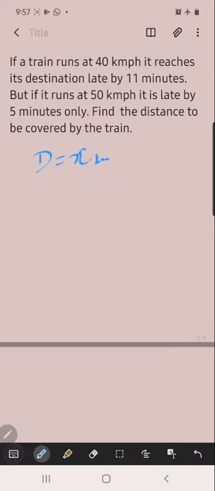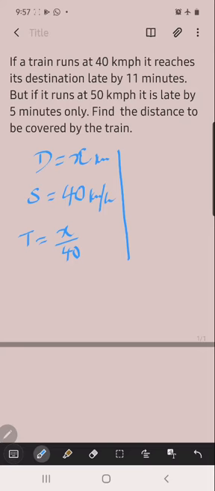Then what is the speed here? Speed is, for the first situation, 40 kilometers per hour. So distance and speed we know. If we know distance and speed, can we find time? Because here they did not give the time, only 11 minutes late, 5 minutes late. So we can't take 11 minutes as the time. That time is different. If we know distance and speed, we can find the time: time equals distance by speed, that is x by 40. This is the first situation.